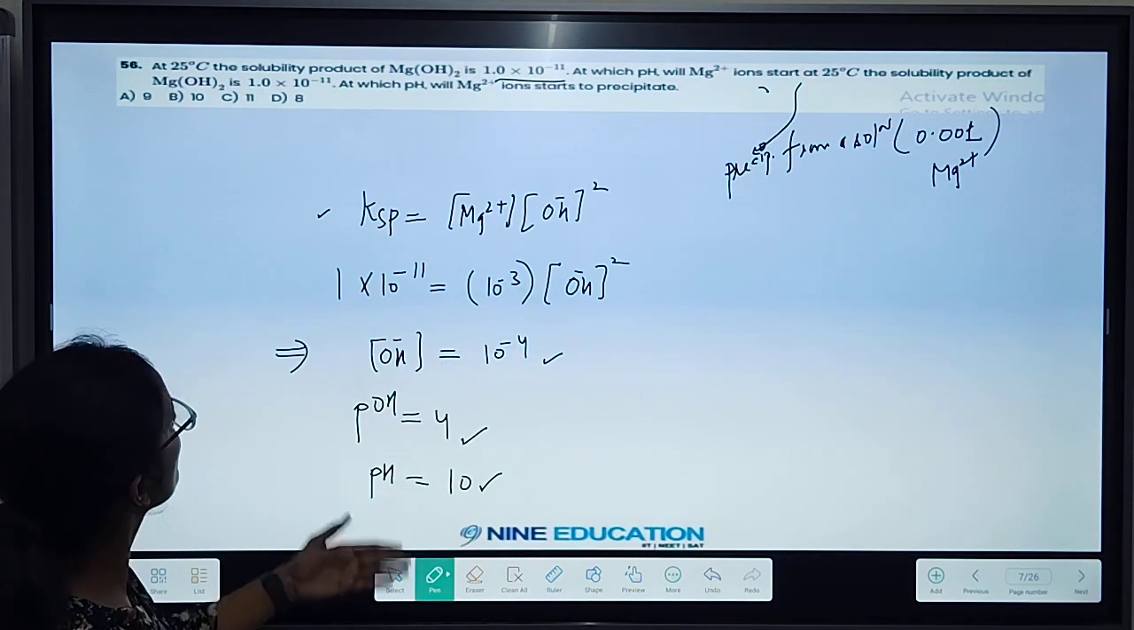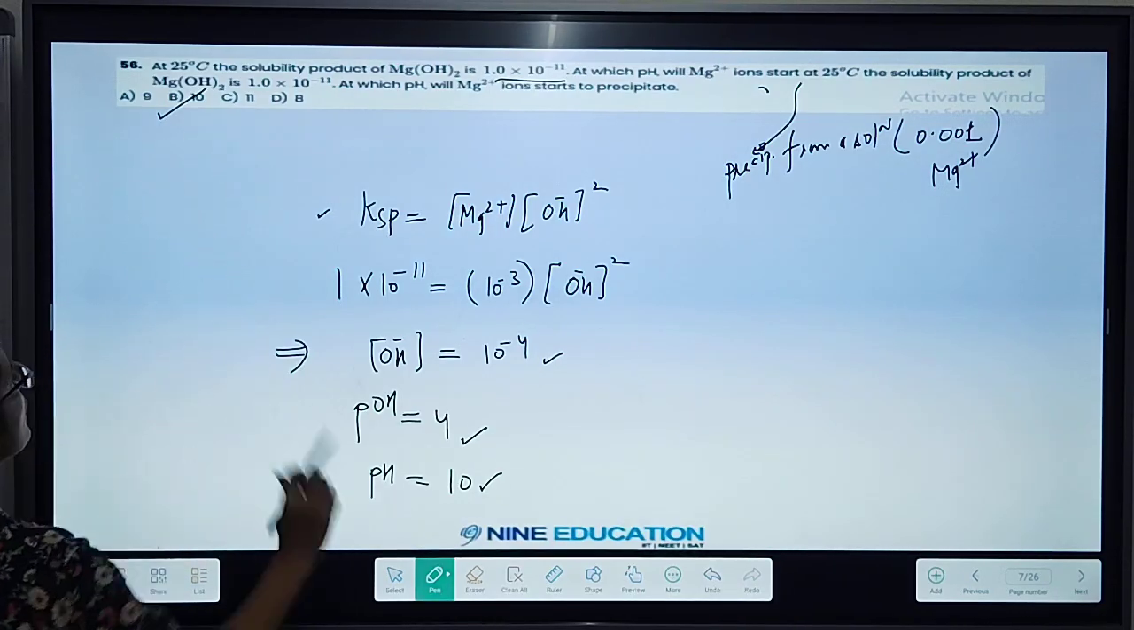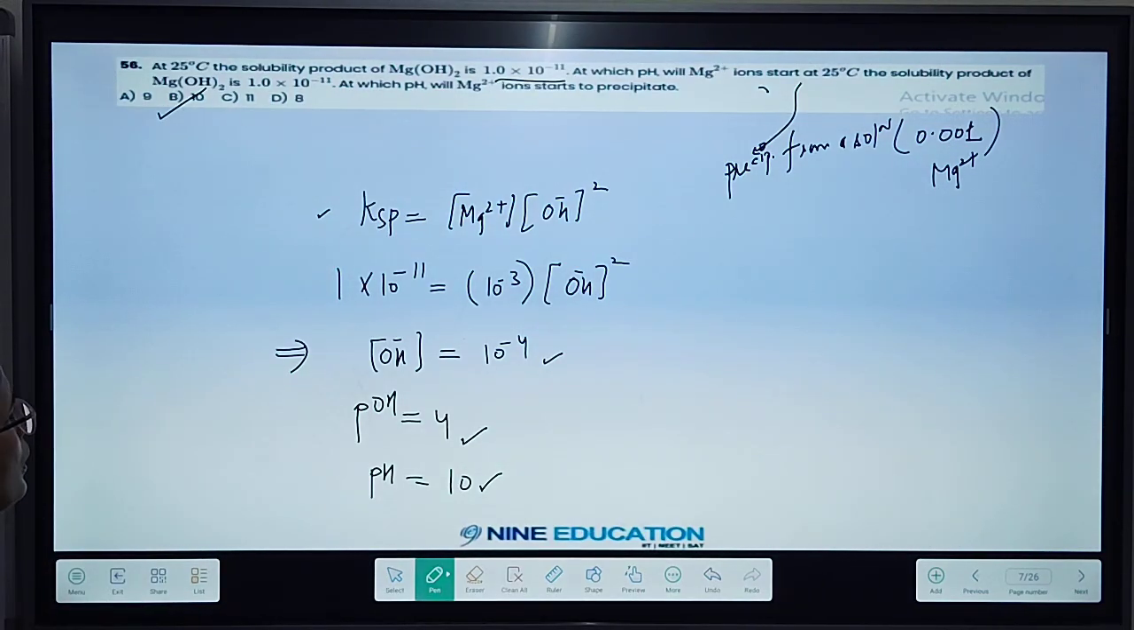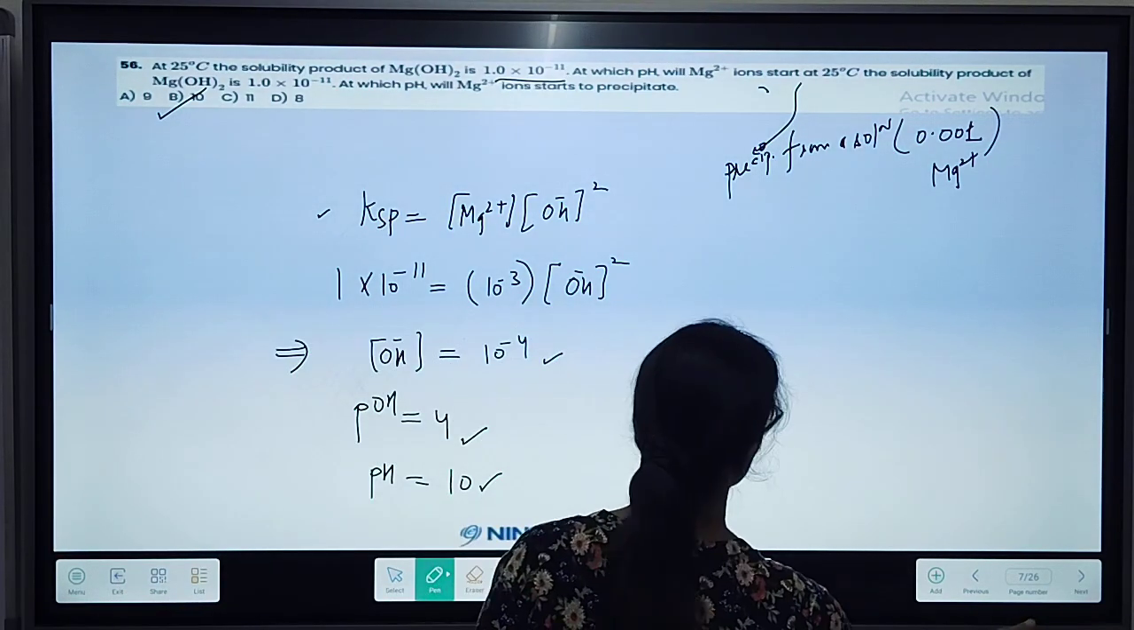condition only. So what should be the answer here? The answer should be 10, right? The answer should be 10. These are very simple questions, it's simply related to Ksp, finding out concentration and giving the pH value.